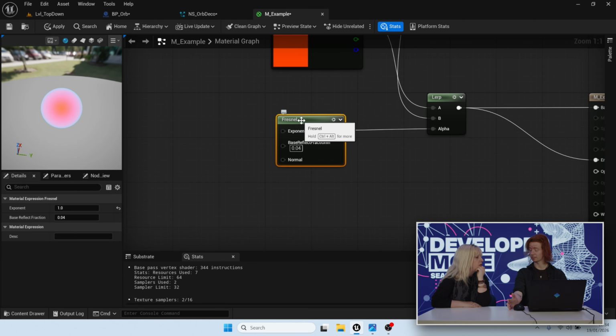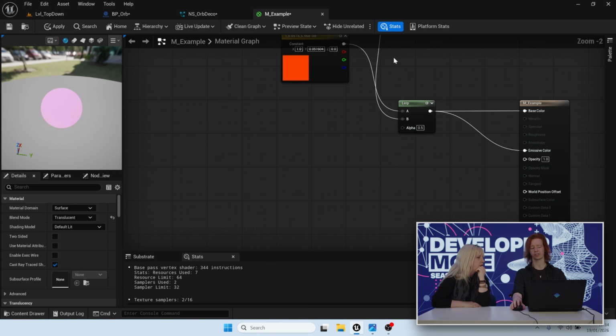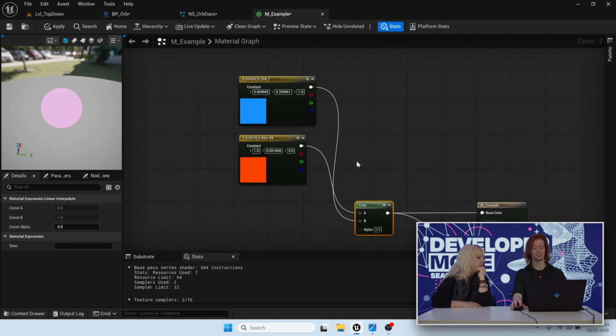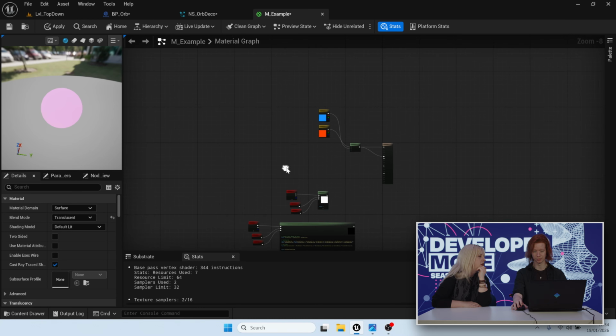Yeah. Okay, cool. So let's unpack Fresnel and understand how it works. First off, I'm going to delete it. Goodbye. There it goes. The only thing I've got going on in here is I have a lerp, which goes between two different colors based on an alpha. I'm not going to get too much into that because I don't have time.